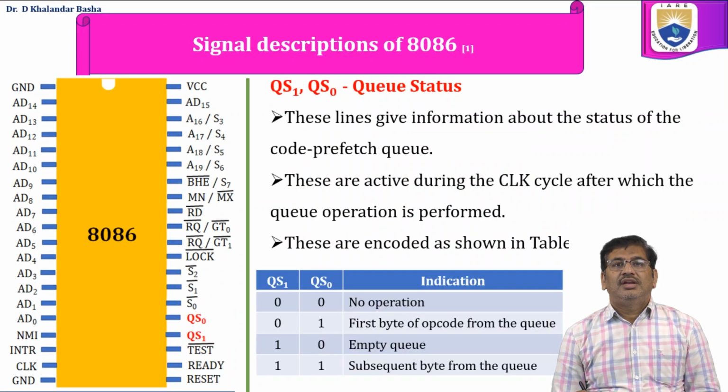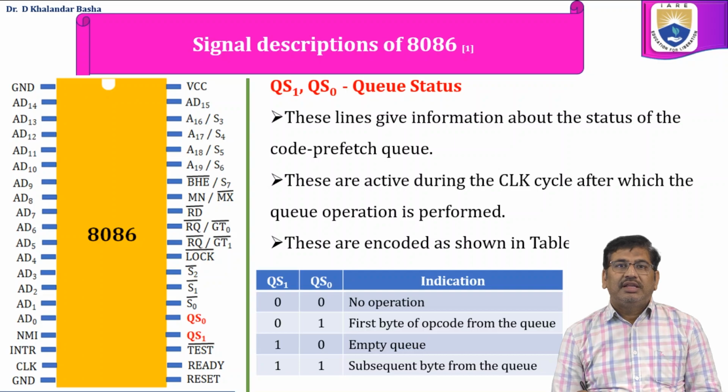The next signals are QS1, QS0. These two signals are used for indicating the status of the instruction queue which is present in the 8086 architecture. The 8086 consists of an instruction queue which supports a pipeline mechanism, and the size of the instruction queue is 6 bytes.